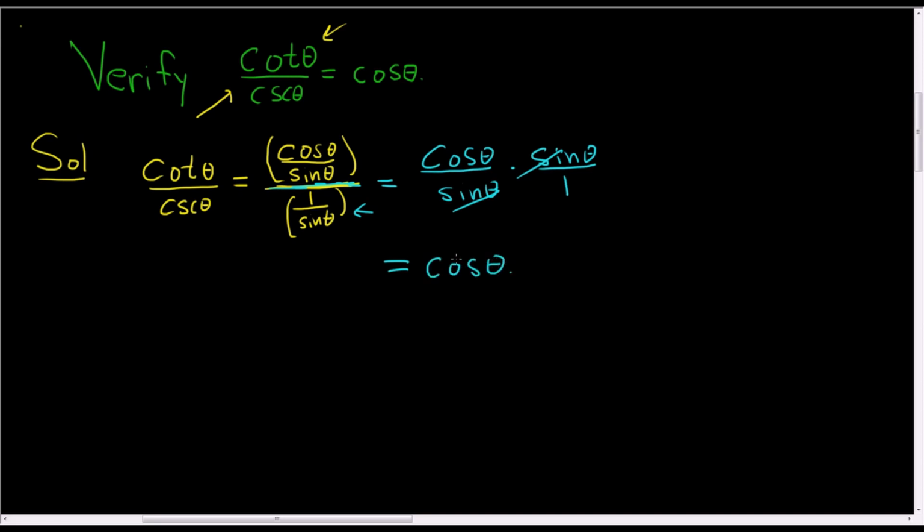So again, a good strategy is to start with one side and show it's equal to the other side. In this case, we chose this side because starting with cosine seems like a bad idea. It seems like it would be very, very difficult. In general, they say you should start with the most complicated side. That usually works. So we did start with the most complicated side.